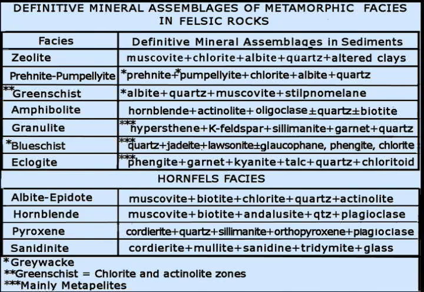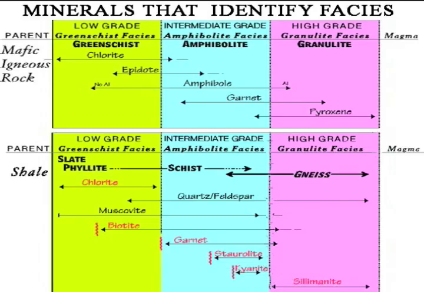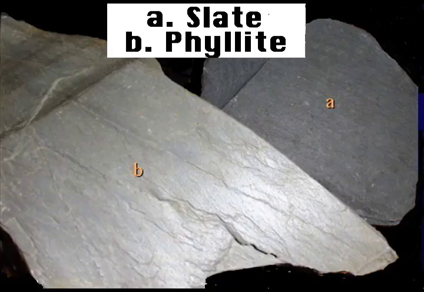And this chart compares the minerals identifying the stage of metamorphism in a mafic igneous rock with that of a shale subjected to comparable pressures and temperatures. Here, slate and phyllite are taken to be at the low end of the greenschist facies. Phyllite differs from slate in that slightly higher pressure causes crystals of sericite, graphite, and chlorite to enlarge, giving the surface a sheen.